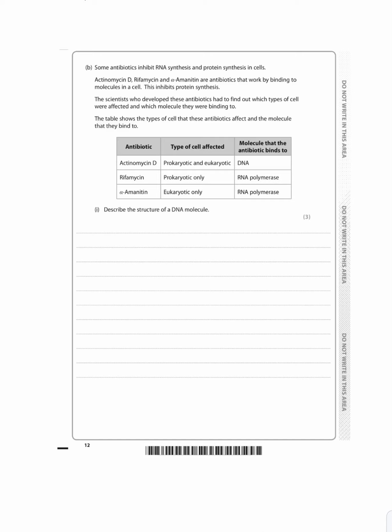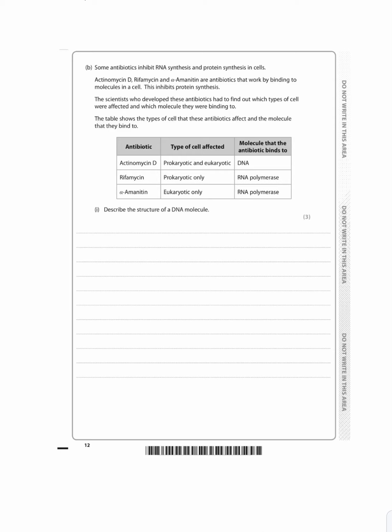Some antibiotics inhibit RNA synthesis and protein synthesis in cells. Actinomycin D, rifamycin, and alpha-amanitin are antibiotics that work by binding to molecules in a cell. This inhibits protein synthesis. The scientists who developed these antibiotics had to find out which types of cell was affected and which molecule they were binding to. The table shows the types of cell that these antibiotics affect and the molecule that they bind to. Describe the structure of a DNA molecule.